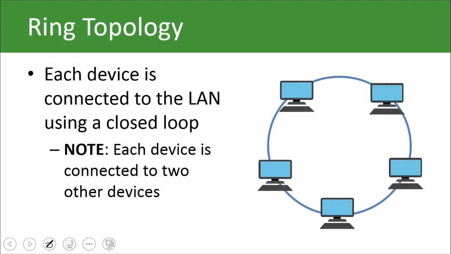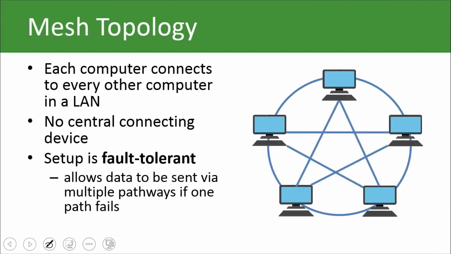A ring topology. This is one of my favorites to draw if I'm ever in a classroom setting. Each device in a ring topology is connected to another. And note that each device is actually connected to 2 other devices. So if we have computer 1 here, it's connected to computer 5, and it's also connected to computer 2. Cool. A mesh topology is also pretty fun. One thing that I want you to note here is that there's no central connecting device. This is super important when discussing mesh topologies.